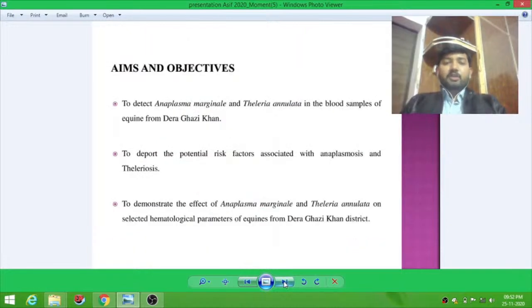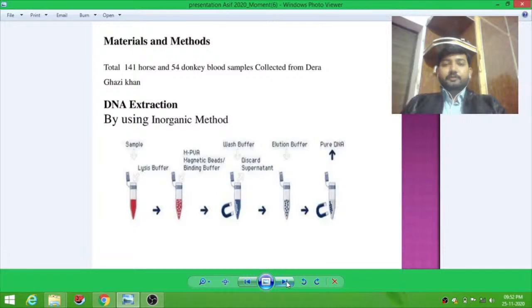The aim and objective was to detect Anaplasma marginale and Theileria annulata in blood samples of the equines, also to report the potential risk factors associated with anaplasmosis and Theileria annulata, and also to demonstrate the effect of these parasites on the hematological parameters of equines from the concerned district.